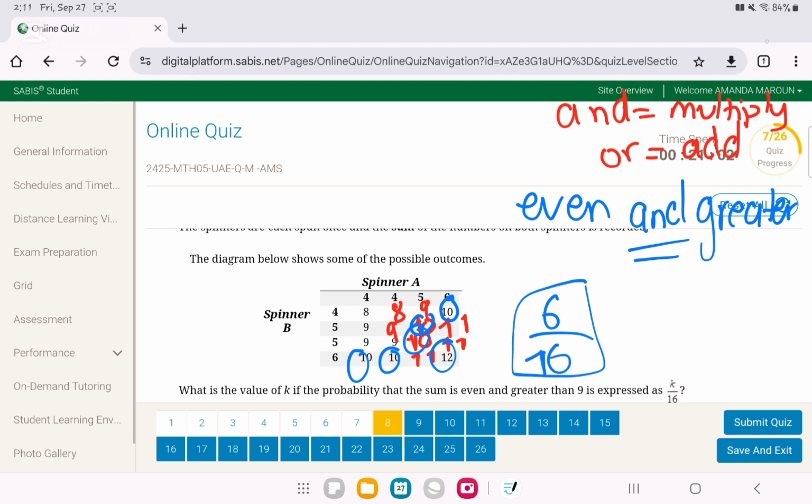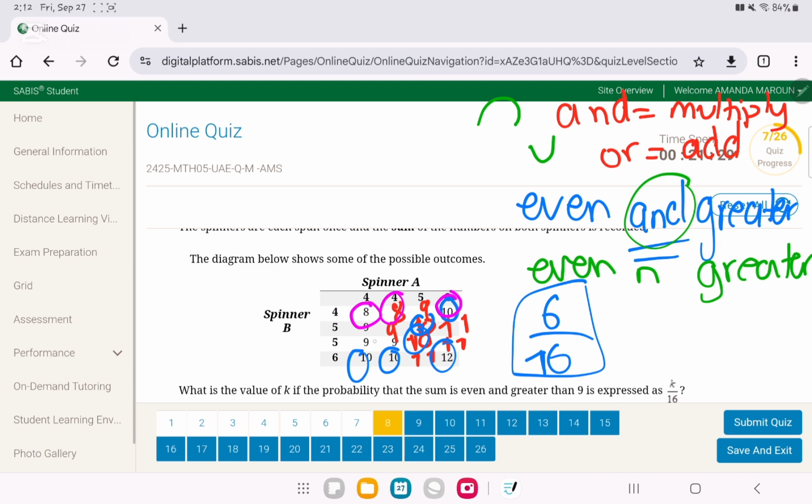Another way of doing it, I forgot to mention, is that "and" is the intersection. Let me draw it like this: intersection, "or" is the union. So here they're telling us even and greater. So we're going to take the intersection between even and greater. So let's find the even. The even is 8, 8, 10, 10, 10, 10, 10, and 12. So in total it's 1, 2, 3, 4, 5, 6, 7, 8. 8 out of 16. Okay?